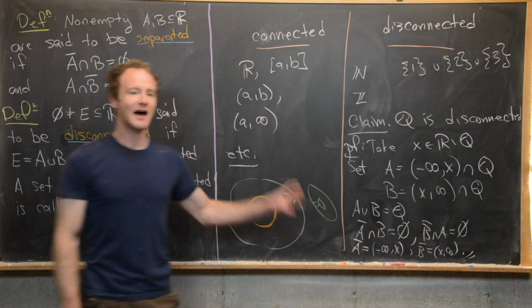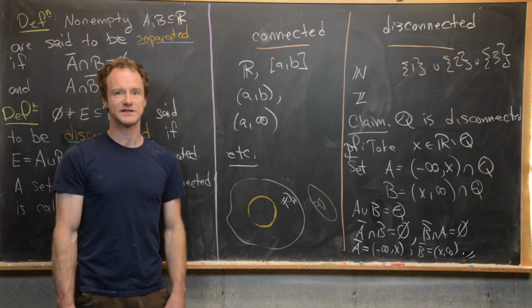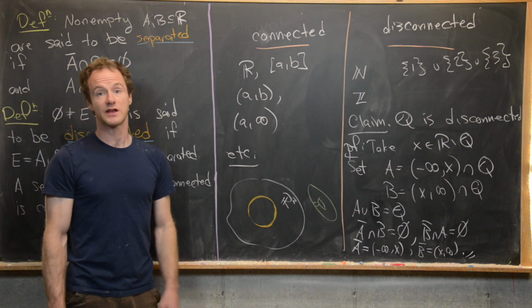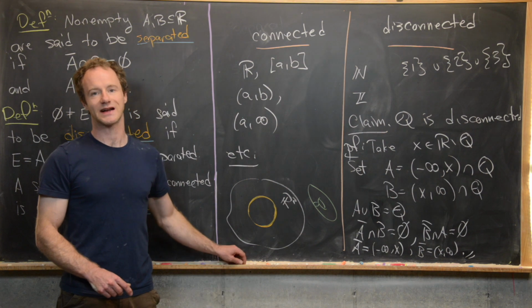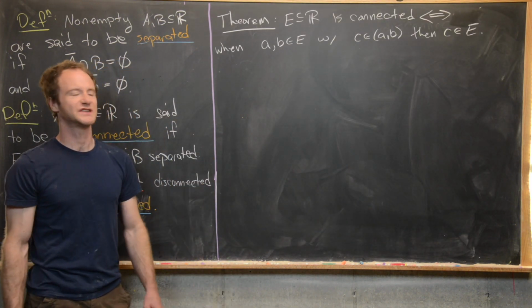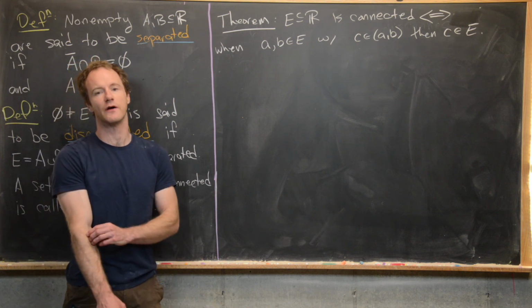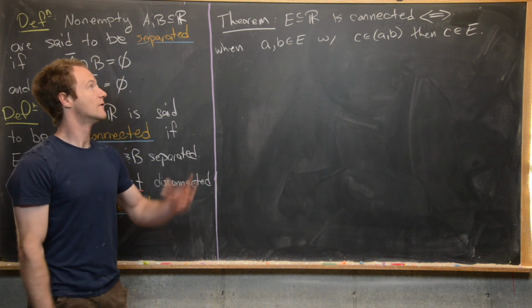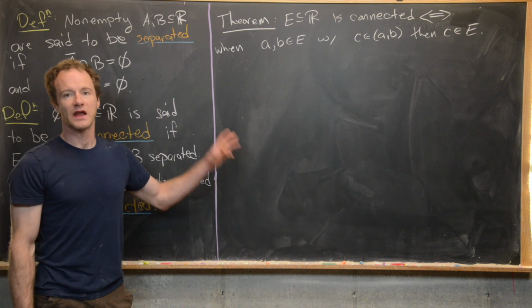Okay, great. So now that we've done some examples and hopefully built some intuition, I'll clean this up and we'll look at a nice result involving connected sets. To finish this video off, we're going to look at the following theorem, which gives us an equivalent formulation of the notion of connectedness for a subset of real numbers. And it goes like this.